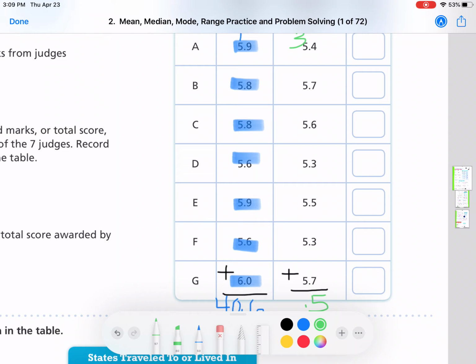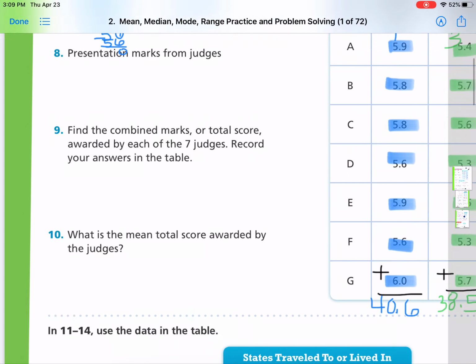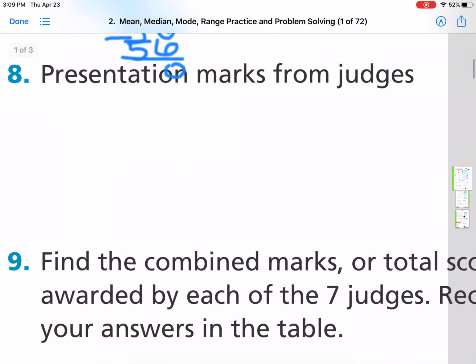So now I'm going to add my ones. So I have 3 plus 5, which gives me 8, plus 5, which is 13, plus 5, 18, plus 5, 23, plus 5, 28, plus 5, 33, and then plus 5 again, 38. So we get 38.5. So now the second step is to count how many pieces of data we have. We have 1, 2, 3, 4, 5, 6, 7. So I'm going to take 38.5 and divide it by 7 to find the mean.